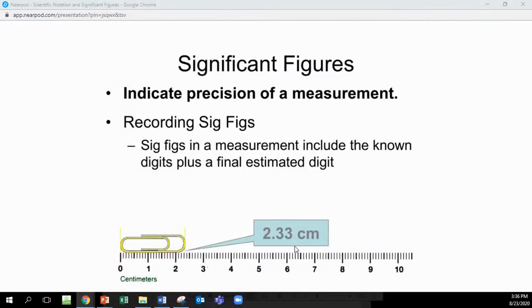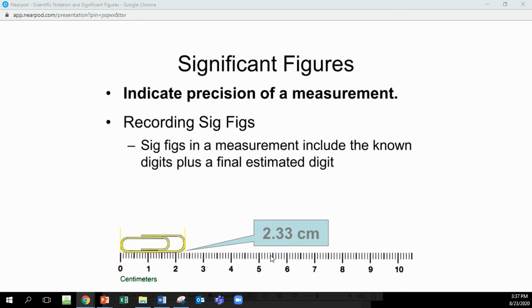Okay, so your significant figures indicate the precision of a measurement, how good a measurement is. So if you're recording your significant figures, it's going to include the known digits plus the final estimated digit. So if you're trying to measure this paperclip, we can draw a line there and we say we know for sure it's 2.3 centimeters, but it's not exactly 2.3 centimeters. If you look, it's a little past that exact point. So I'm going to guess it's 2.33 centimeters.